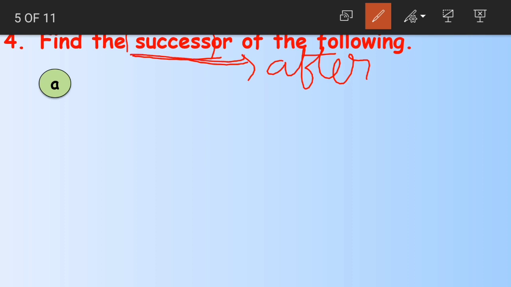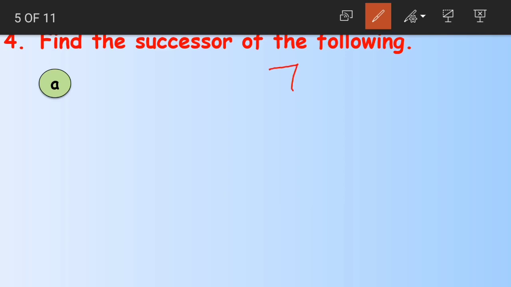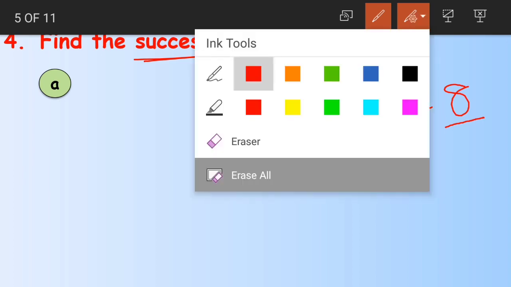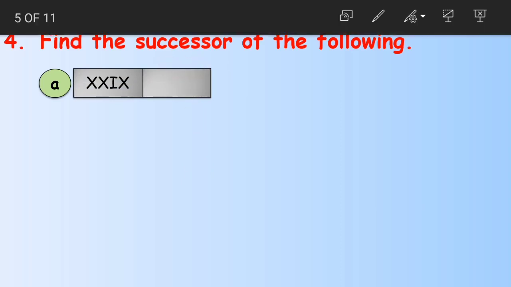In the same way, a successor is a number which comes after a given number. Now, when I say 7, which number comes after 7? We know that 8 comes after 7. Now, how can we find out this 8? 7 plus 1 gives us 8. Yes, children, 7 plus 1 gives us 8. So the successor of a number can be found by adding 1 to the given number. Is this clear, children? The successor of a number comes after a given number and it is found by adding 1 to the given number.